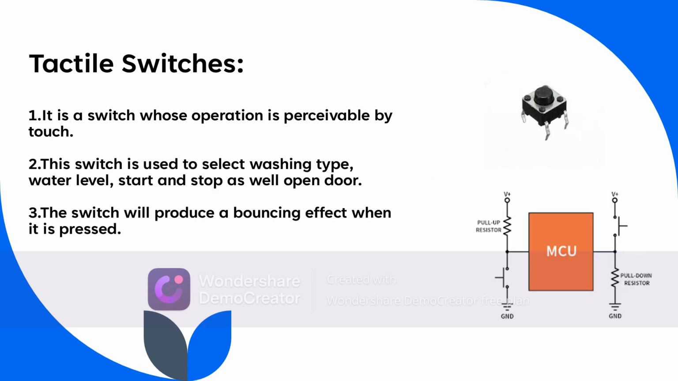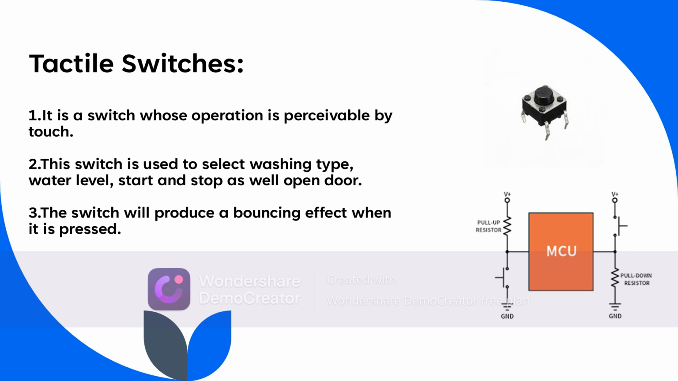Now we will move to tactile switches. So what are tactile switches? It is a switch whose operation is perceivable by touch, and this switch is used to select washing type, water level, start and stop, as well as open door. And the switch will produce a bouncing effect whenever it is pressed.